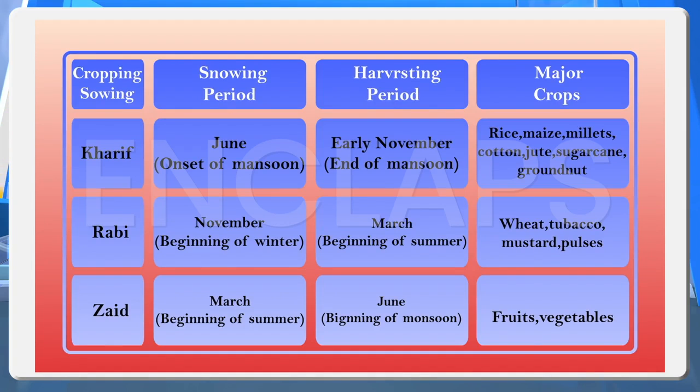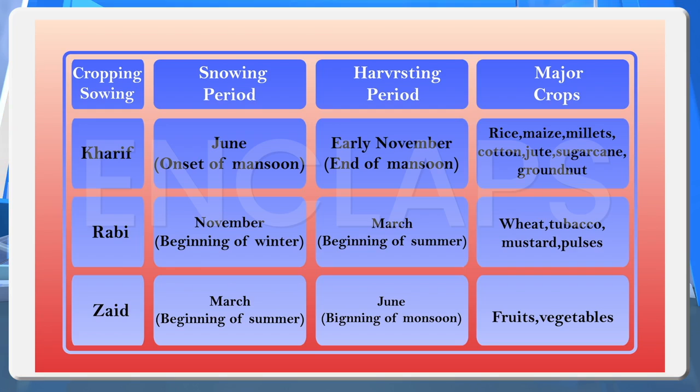First one, Kharif crops. The sowing period is June or the onset of monsoon, and the harvesting period is early November or the end of monsoon. Which are Kharif crops? Rice, maize, millets, cotton, jute, sugarcane, groundnut, etc. are the examples of Kharif crops.